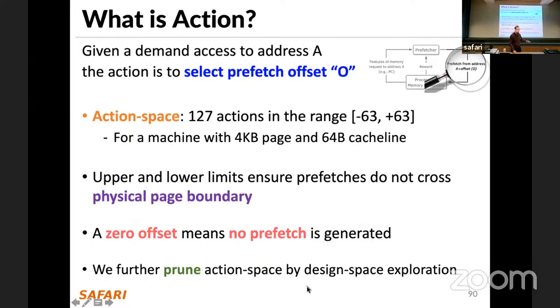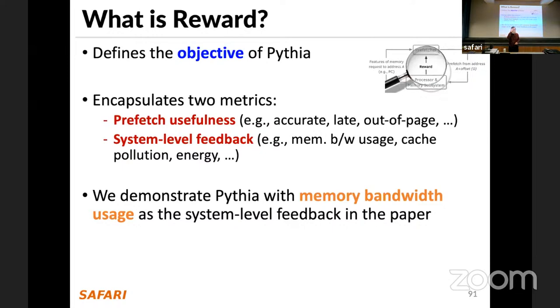What is reward? This is actually very important. Basically, this really defines the objective of this sort of prefetcher, as we have discussed with memory controllers also. In this particular case, reward encapsulates prefetch usefulness, whether it's accurate, late, or out of page. And system level feedback also. In this particular case, it uses memory bandwidth usage. So both of these are part of the reward function, as we will see in the next slide. But it could be expanded also potentially.